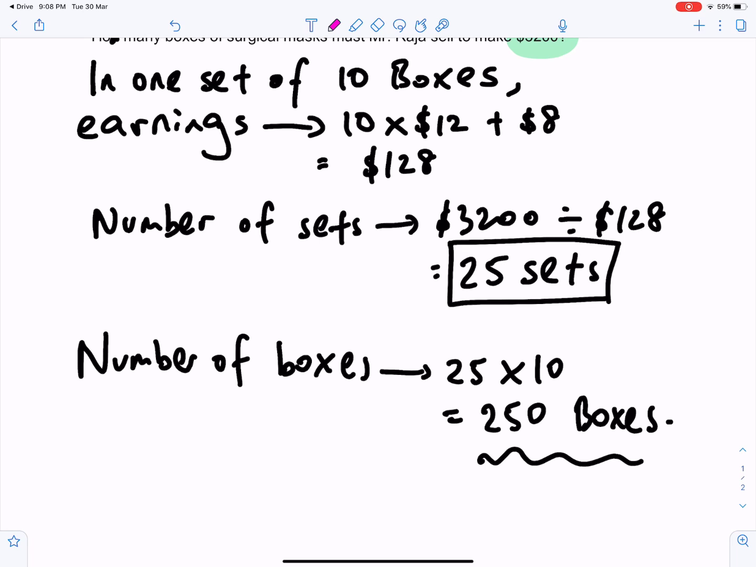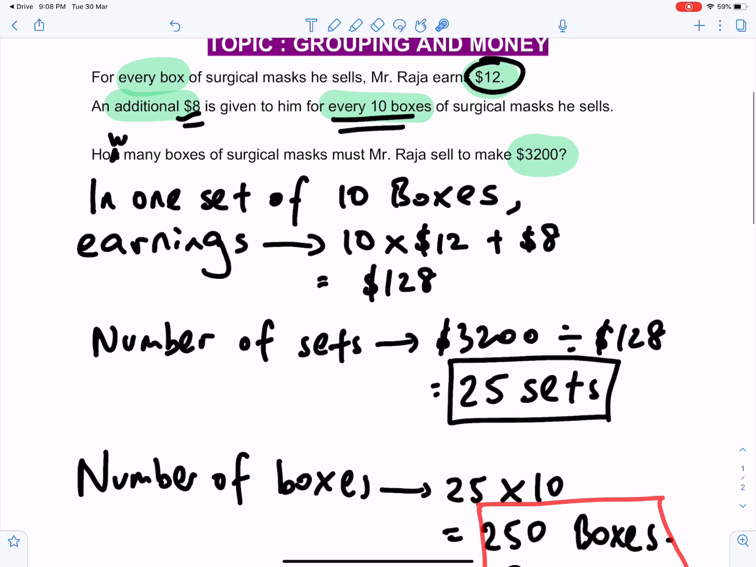So from there we get 25 sets. And the number of boxes is 25 multiplied by 10, because each set has 10 boxes, so that is 250 boxes. Final answer for this question.